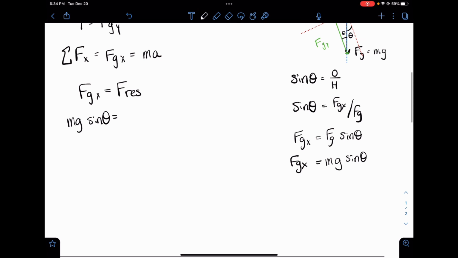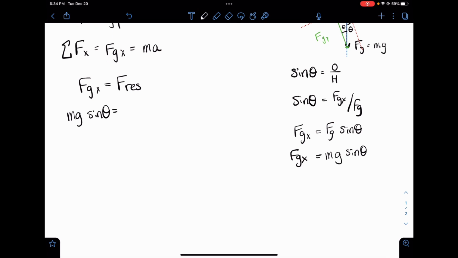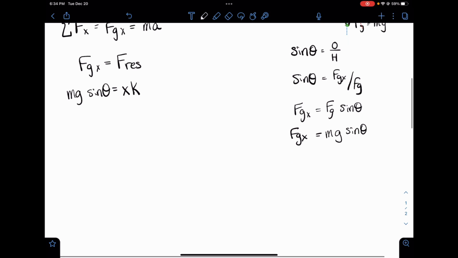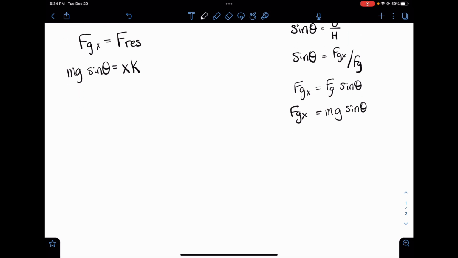And we also know that the restoring force equation is equal to k times x, where x is some distance and k is the restoring constant. Usually you see this in a spring, where k is the spring constant and x is the displaced distance from that equilibrium point. Right now it's just going to be some constant, not a spring constant specifically. So from this point we can solve for k, and we're going to get m g sine theta over x.